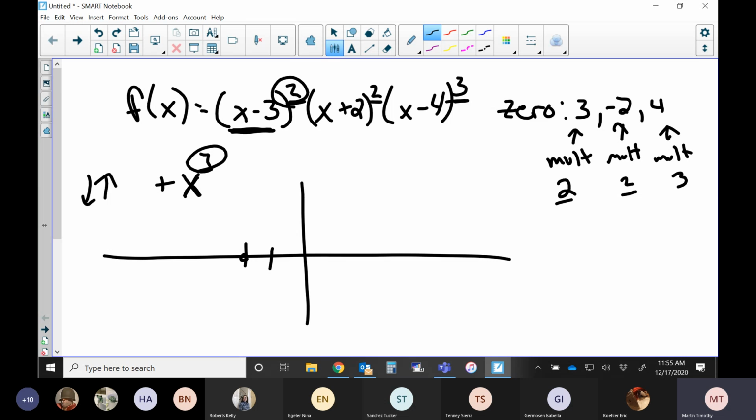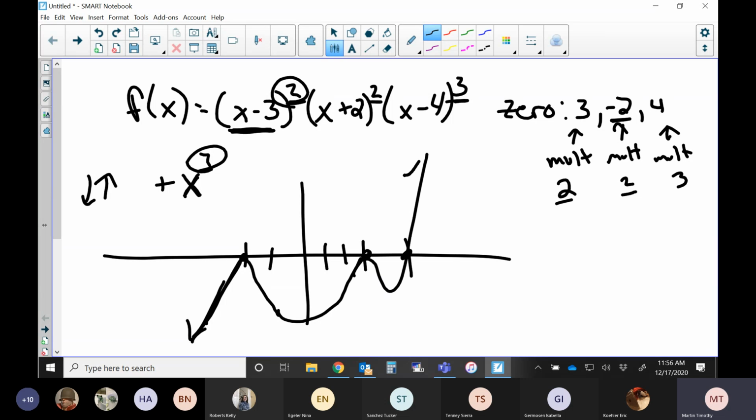1, 2, 1, 2, 3, 4, down. So it starts from the down. It goes to this one at negative 2. Since it has a multiplicity of 2, it's going to hit and bounce back down. Here it's going to hit and, since it has a multiplicity of 2, bounce back down and then go through. Again, that's just a sketch of that graph. That is not perfect for exactly what happens, but it's close enough.